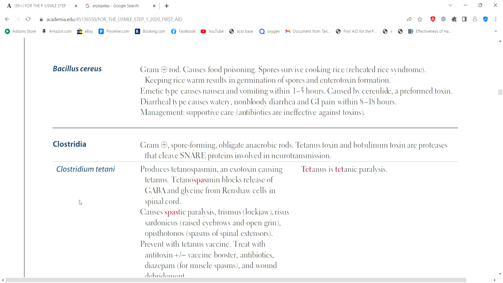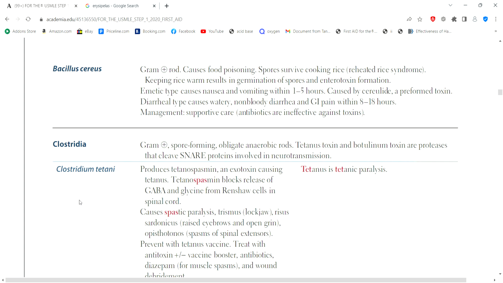So this is why you shouldn't leave rice outside. Remember, like at one of those buffets, they leave the rice out and they just keep reheating it. It's very possible that you can get Bacillus cereus from buffets because the rice is just left out and reheated over and over again. So remember that. It is caused by a preformed toxin known as cereulide. Antibiotics don't work against Bacillus cereus because cereulide is already formed, and antibiotics don't work against toxins.